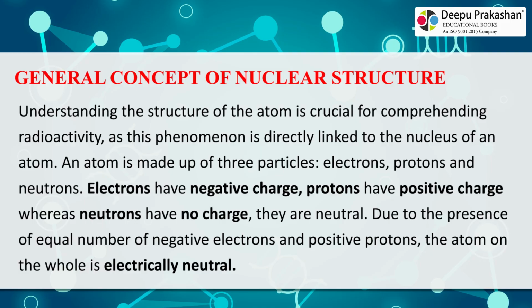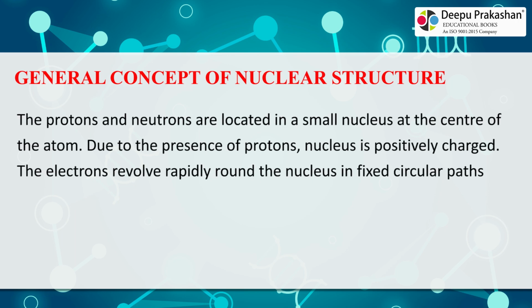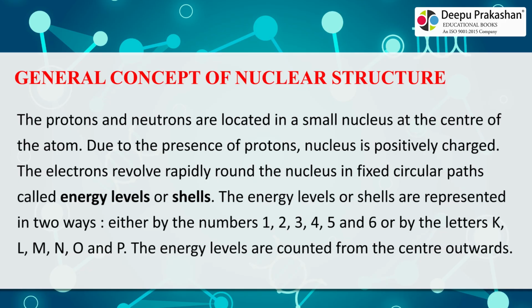Due to the presence of equal number of negative electrons and positive protons, the atom on the whole is electrically neutral. The protons and neutrons are located in a small nucleus at the center of the atom. Due to the presence of protons, the nucleus is positively charged. The electrons revolve rapidly round the nucleus in fixed circular paths called energy levels or shells.